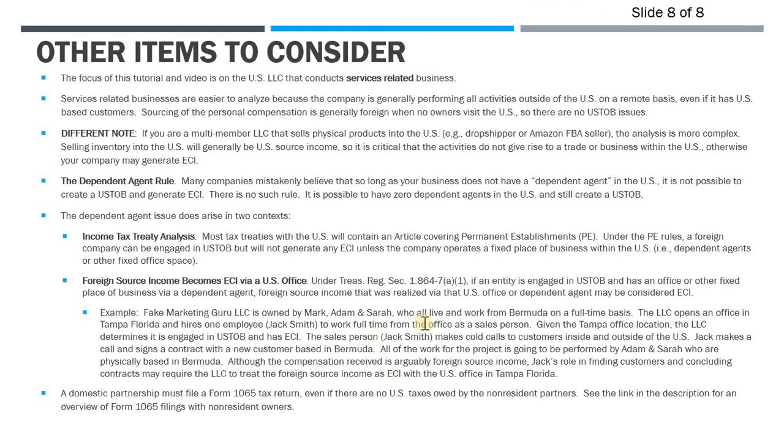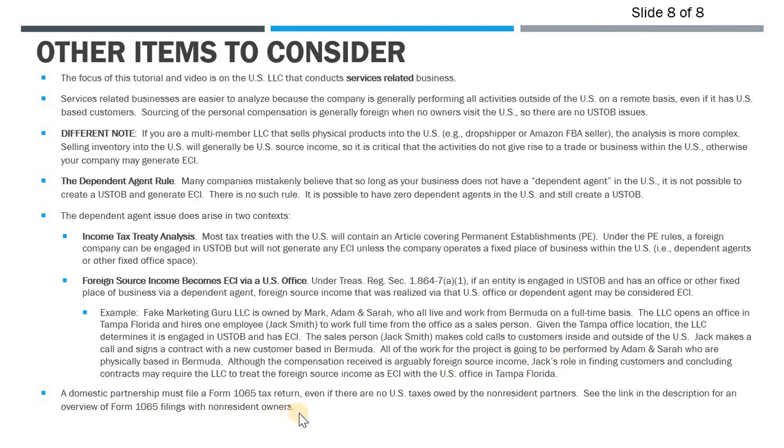And this is a common issue with U.S.-based sales offices. It'd be different if maybe Jack wasn't a salesperson. Maybe he's just a bookkeeper or an accountant, so it's more of a clerical type role. If you can go down that path, then maybe the foreign source income wouldn't be ECI connected with that U.S. office, but in this case it likely is.